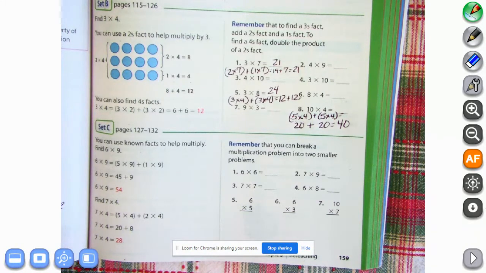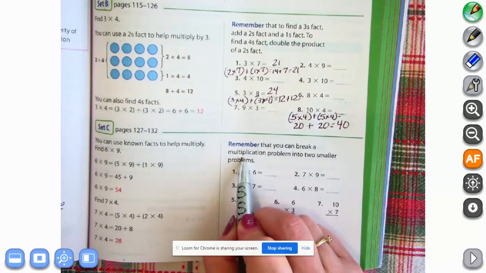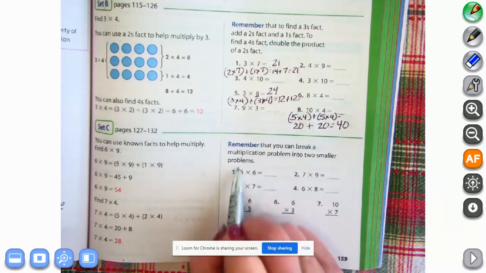You guys have come a long way from the very first lesson, which I know was confusing. So I'm hoping that by this time it's getting a little bit easier, but we don't have to be perfect at this yet. We're just learning it. So practice will make it better. Remember that you can break a multiplication problem into 2 smaller problems.